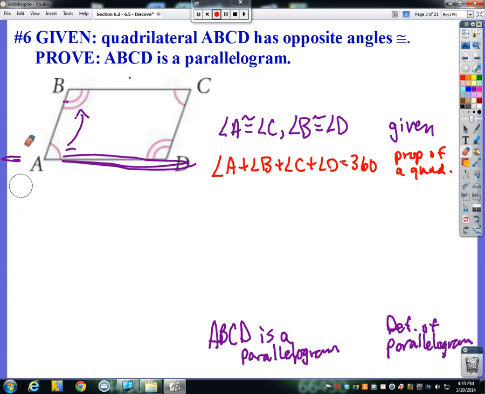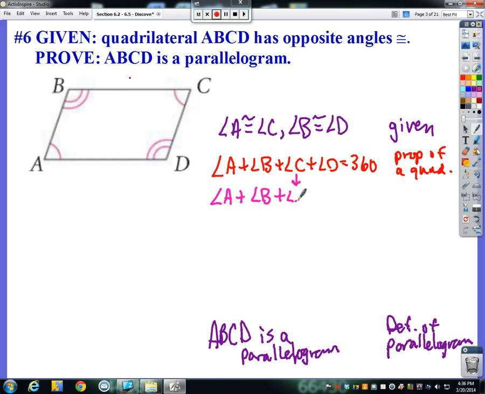That's what we're going to try to focus on. So let's see if we can show that angles A and B are supplementary. Okay, well, we've got A and B, but we also have C and D that equal 360. Is there anything I could do to get rid of C and D? Could I substitute them out? Well, what else do we know C is equal to? Oh, C is equal to A, so let's make that substitution. And let's get rid of D. What else is D equal to? D is equal to B.